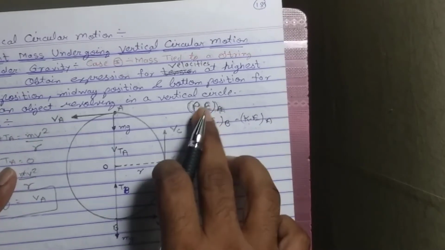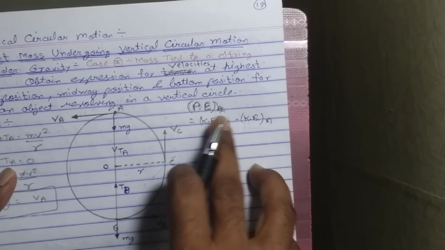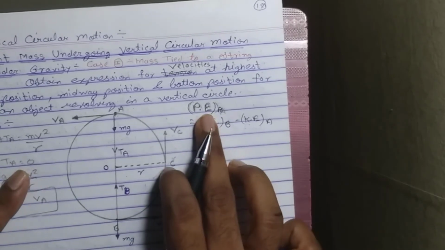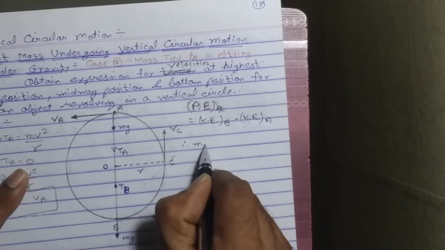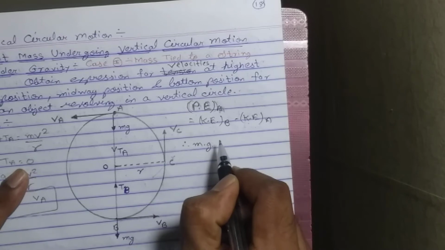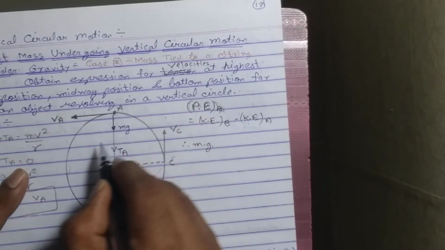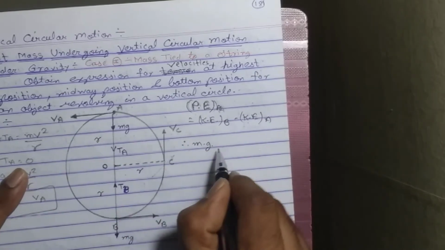So we can write like this also: potential energy at point A plus kinetic energy at point A is equal to kinetic energy at point B. Students, what is the potential energy formula? We know that it is m, mass of the object, g, acceleration due to gravity, and h, the height of that particular object from the bottom. We observe that radius plus radius, the total distance will be 2r.